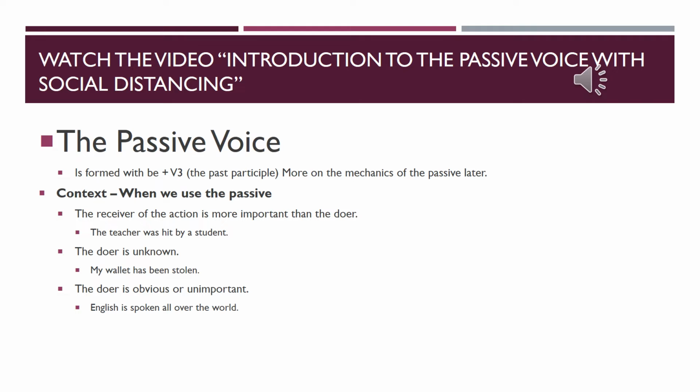Sometimes the doer is obvious or unimportant, right? English is spoken all over the world. I don't have to say "by people." Obviously, people speak English, right? Lucy, my bird, she doesn't speak English. She speaks squeak. My desk, my computer, they don't speak English. People speak English. So the doer is obvious. I don't need to say it.